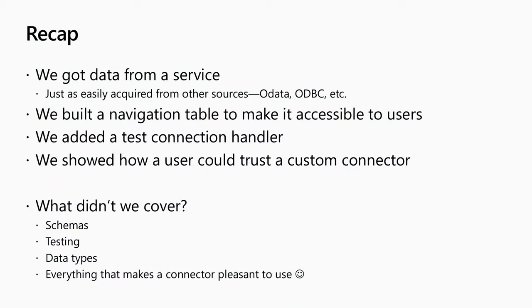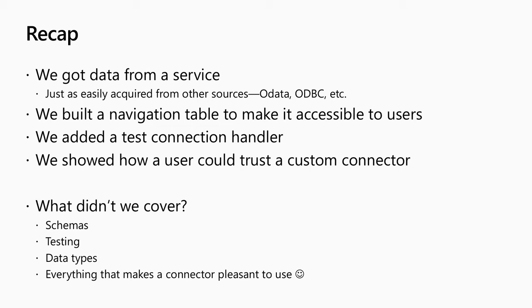What did we do? We got data from a service pretty quickly. You can get it from OData, ODBC, OLEDB. The ones that we see the most are ODBC and REST connections, just very generically. We built a navigation table to make it more accessible to users. We added a test connection handler, and then I showed you guys how a user could trust the custom connector, which is brand new functionality.